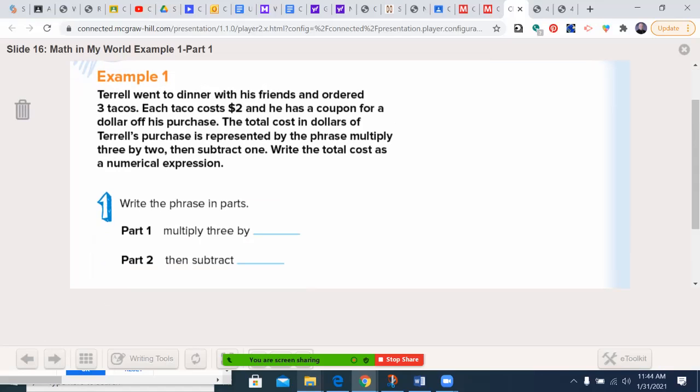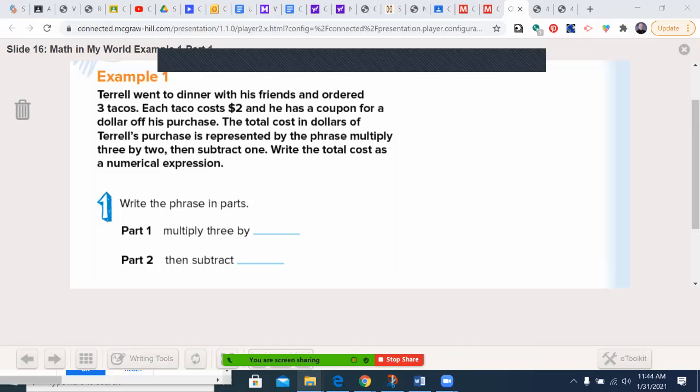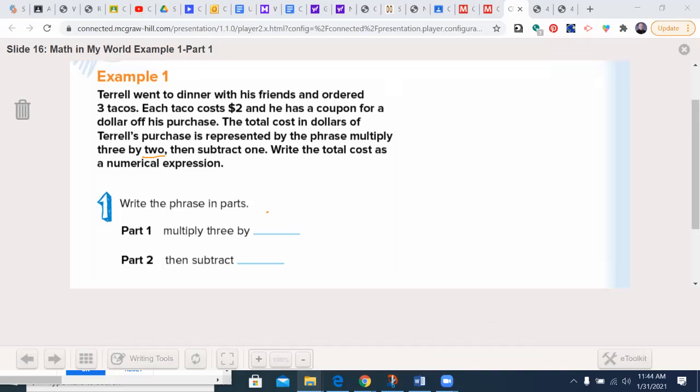Terrell went to dinner with his friends and ordered 3 tacos. Each taco cost $2, and he has a coupon for $1 off his purchase. The total cost in dollars of Terrell's purchase is represented by the phrase multiply 3 by 2, then subtract 1. Write the total as a numerical expression. So they've kind of broken it down. Part 1, multiply 3 by 2, and you see the answers right there. Then subtract 1. Go ahead and write that in.